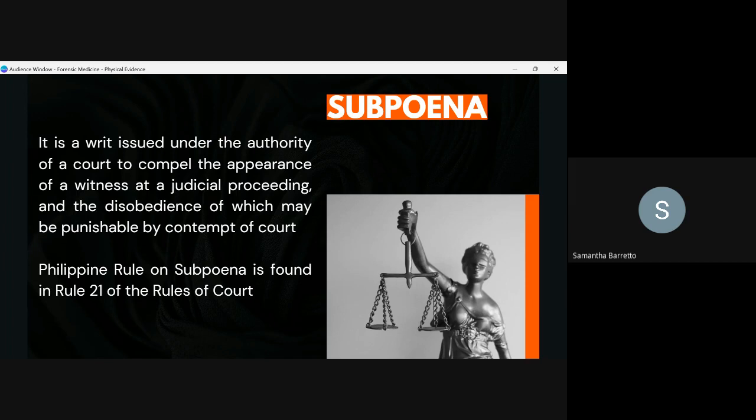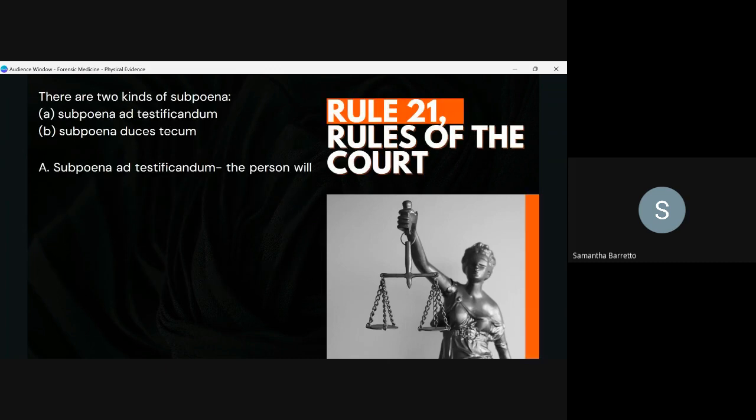So how about when you receive a subpoena from the court? It commands you to testify as a witness at a specified time and place, and or to produce documents or other tangible objects in legal proceedings. And again, failure to respond to a subpoena is punishable as contempt by either the court or agency issuing the subpoena. The Philippine rule on subpoena is found in Rule 21 of the Rules of Court.